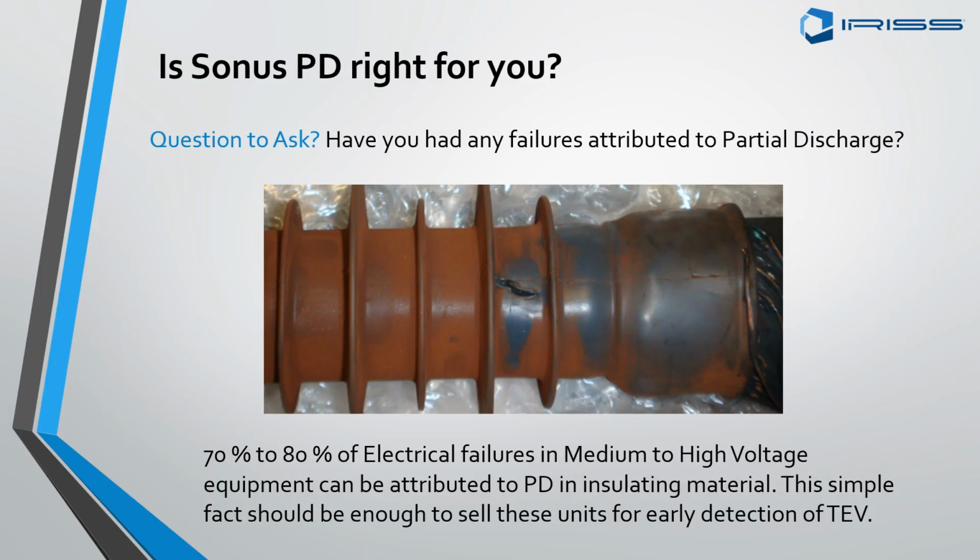So how do you know if this is the right thing for you? Well, have you ever had any failures that you think were partial discharge related? As I mentioned, up to 80% of failures of medium and high voltage equipment start out as PD. They start out as this partial discharge, whether it's a surface event or an internal event like the one that you're seeing here that started eating away at this insulator until boom, it no longer provided its insulating capability and it failed outright.